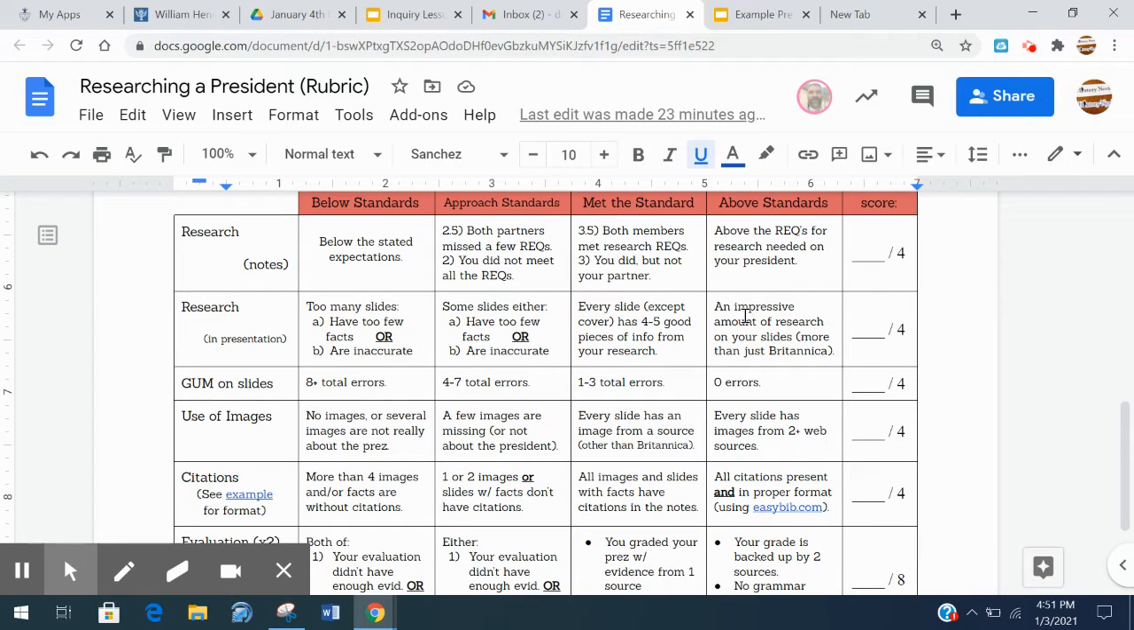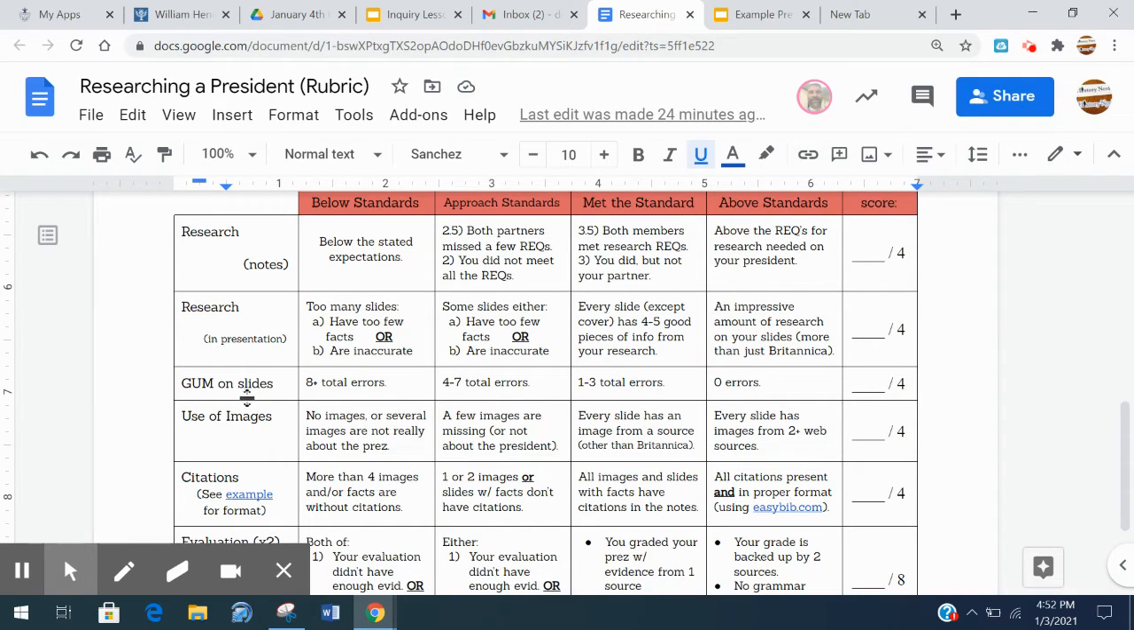And not only that, in order to get a 4, which is your A grade, you have to do some research outside of Britannica as well. So you do most of it on the Britannica site, but maybe you find some information on history.com or another good website. No, let's not use Wikipedia for this particular assignment.